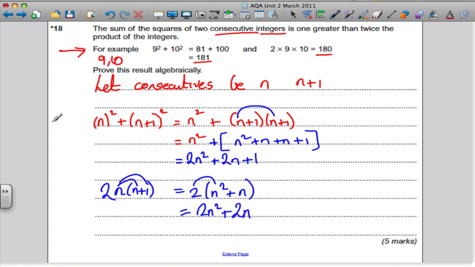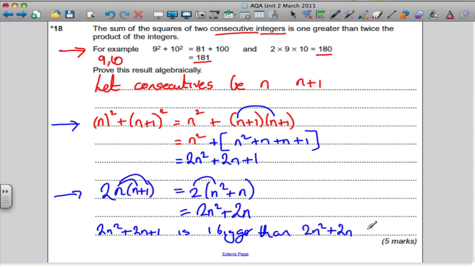Now it's very clear to see that this is always 1 bigger than this, because if you look at what's happened when we've multiplied them out, you could write that 2n squared plus 2n plus 1 is clearly 1 bigger than 2n squared plus 2n. And hence you have shown your result.